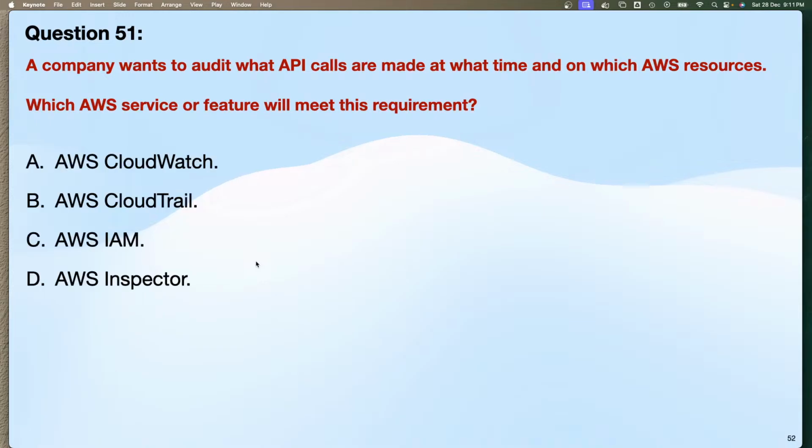If I go to question 51, a company wants to audit what API calls are made, at what time, and on what AWS resources. We discussed this service. I hope you can identify it very quickly. CloudWatch is for our logs. IAM is for access management. Inspector is for EC2 anomaly detection and security vulnerabilities. So CloudTrail is for the API call audits. Remember, answer B.